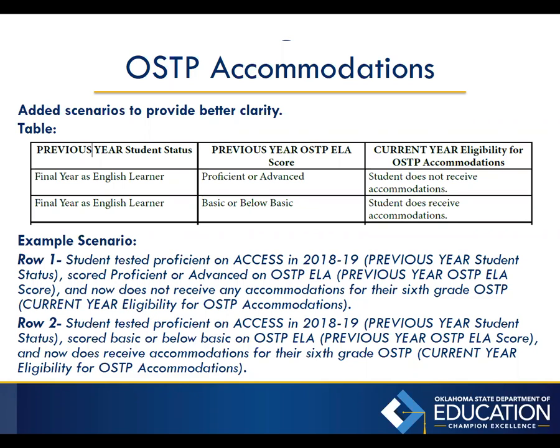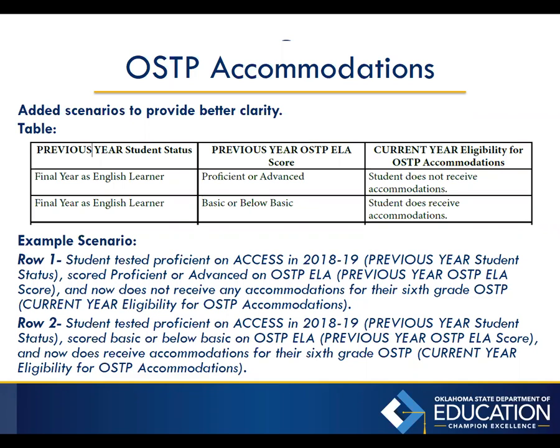So I look at this table and I say, okay, this student's final year last year was his final year as an English learner. So he's first year proficient this year. He scored proficient or advanced on his ELA last year in 2019. So therefore he does not receive accommodations. And conversely, I'm looking at the same kiddo. Last year it was his final year.